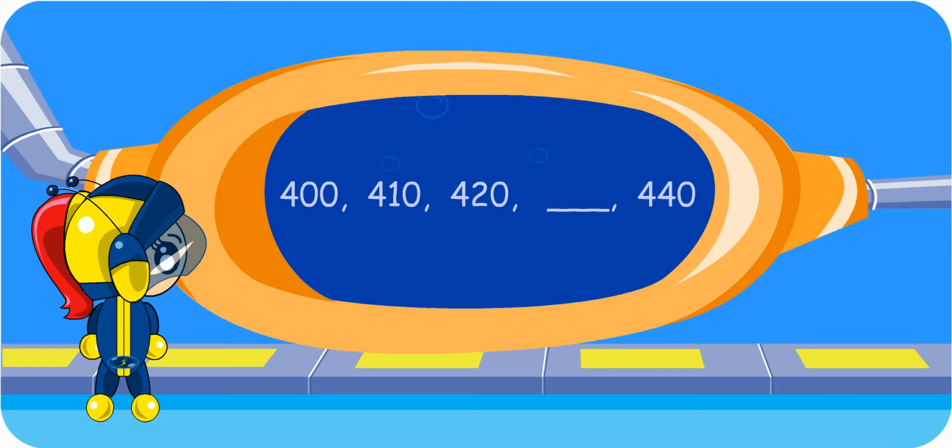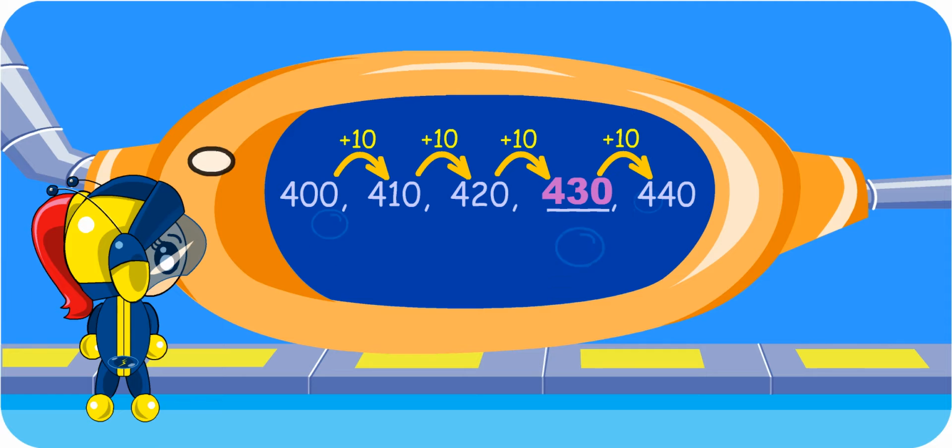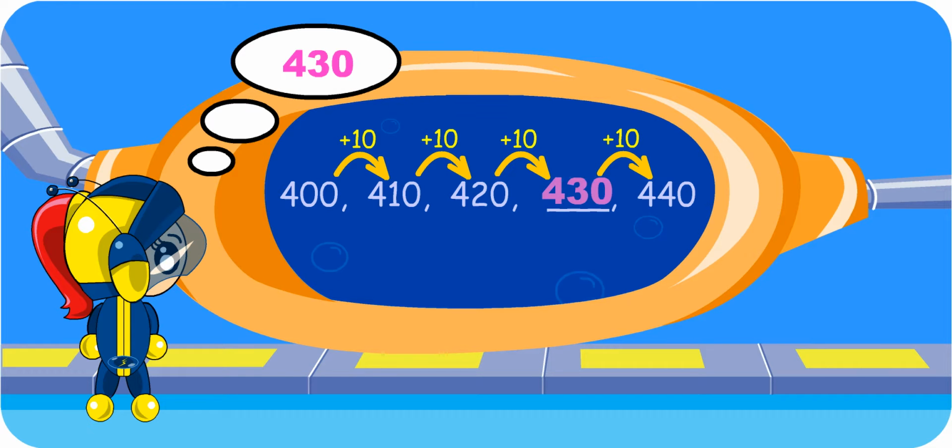Okay, this set of numbers starts with 400, followed by 410, then 420. Which digit is changing, Turbo Girl? It's only the tens, and it seems like they increase by tens. Yes, count on by tens and you will get the answer. 400, 410, 420, 430, 440. The missing number is 430.